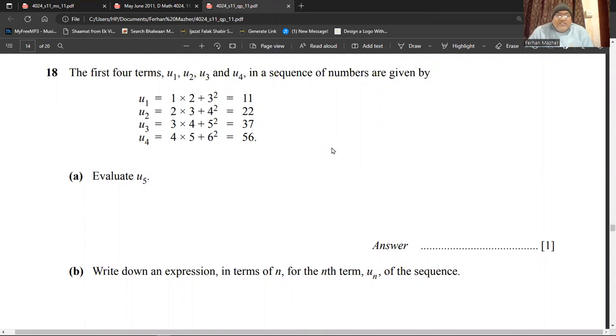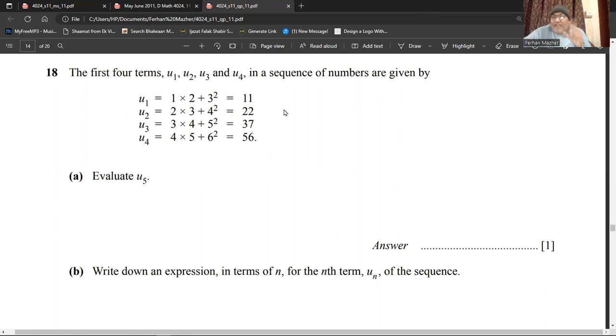Question number 17 was that question. And now we are on question number 18. The first four terms, U1, U2, U3, and U4 in the sequence of numbers are given. So U1 is 1 multiplied by 2 plus 3 squared, and that will be 11. 2 multiplied by 3 plus 4 squared, and that will be 22. 3 multiplied by 4 plus 5 squared, and that will be 37. 4 multiplied by 5 plus 6 squared, that is equal to 56. He says write the fifth term.